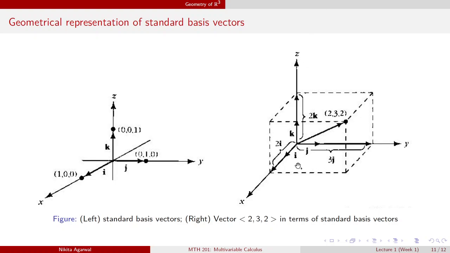So what is 2i? 2i is nothing but this vector. What is 3j? 3j is nothing but this vector, which you get when you drop the perpendicular and look at the distance. 2k is this. So you have the same direction as i but scaled by 2, the same direction as j but scaled by 3, and the same direction as k but scaled by 2.